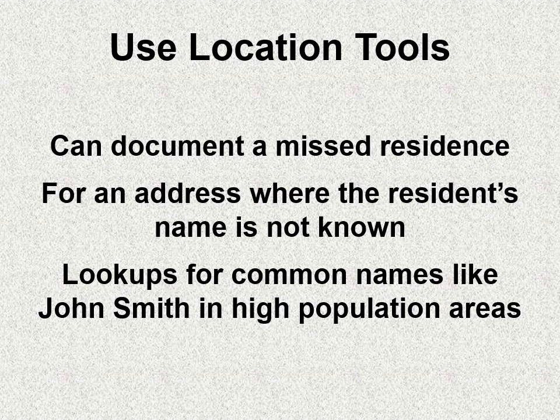You can document a missed residence. That assumes the census taker follows a predictable route. I'm not so sure that's the case in Philadelphia, 1870. For an address where the resident's name is not known, you're looking at the history of your house. You have the address, but you don't have the name. And lookups for common names like John Smith in high population areas.